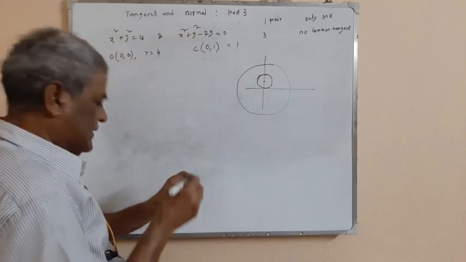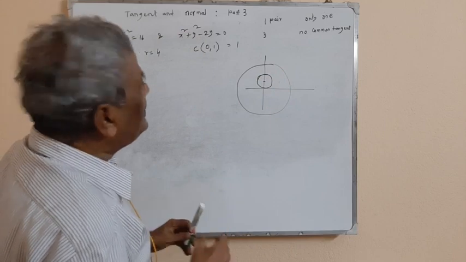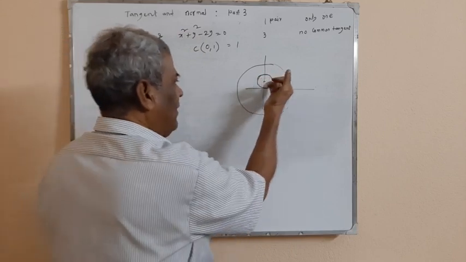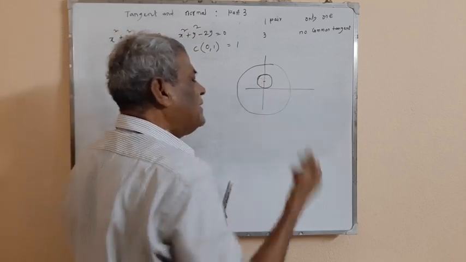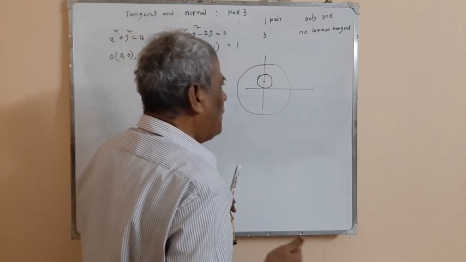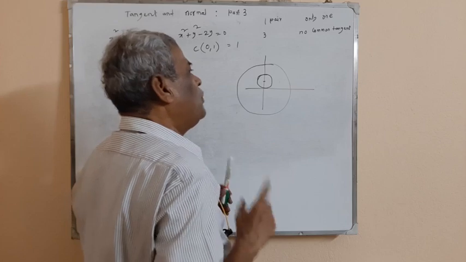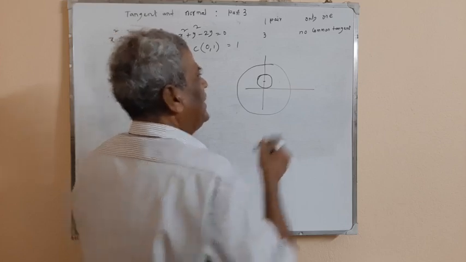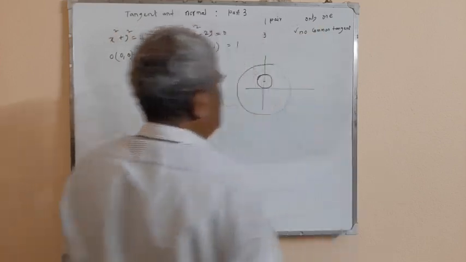Now we see that one circle is completely within the first circle. So it is not at all possible to draw one common tangent. So no common tangent is possible.